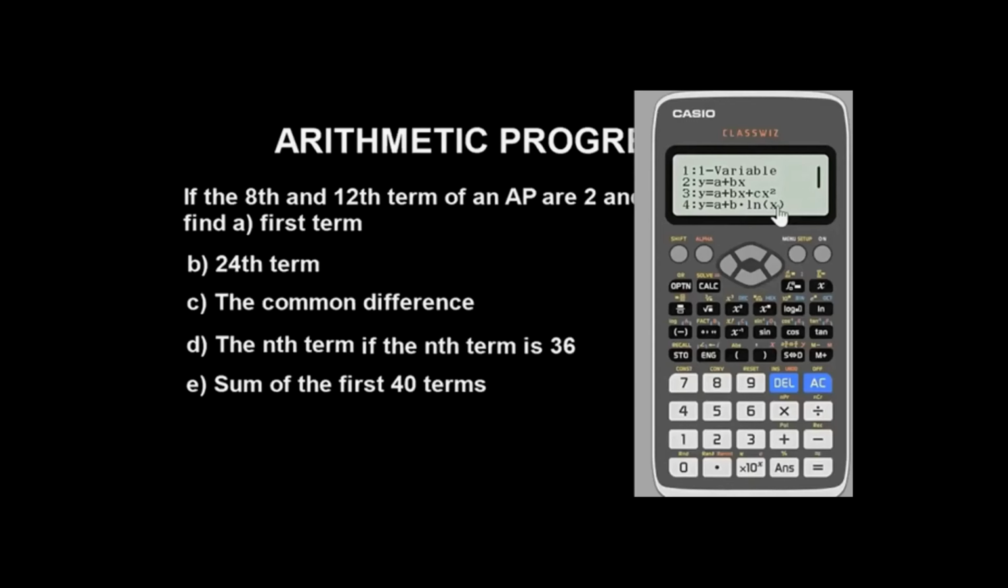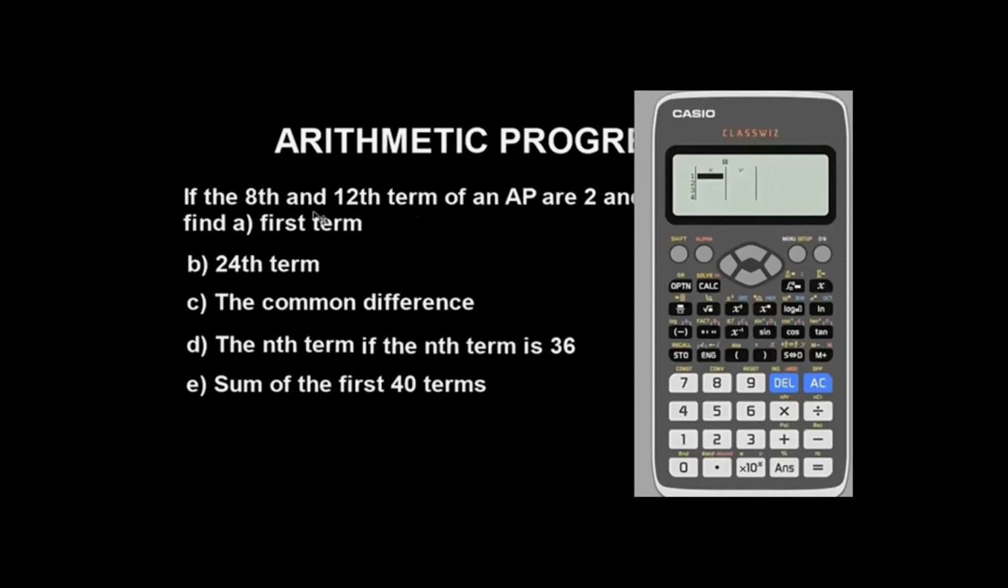Now, for arithmetic progression, you go with option 2. If it were geometric progression, the option would be different. But arithmetic progression is option 2, guys. Very simple, very instructional. So you go for option 2. This is arithmetic progression. Okay, so having done that, it will bring you to this place. Once you get here, you begin to input the respective values.